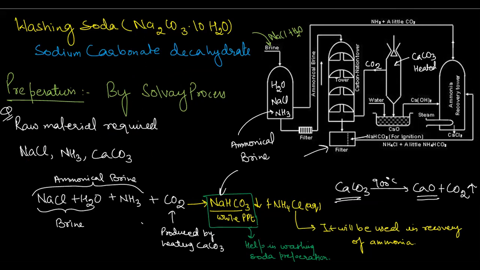The raw materials are sodium chloride, ammonia, and calcium carbonate. If water is also given as an option, tick it too, because water is also required, but we don't consider water a raw material because it is available everywhere. So these three components, NaCl, ammonia and calcium carbonate, are required for the preparation of both washing soda and baking soda.